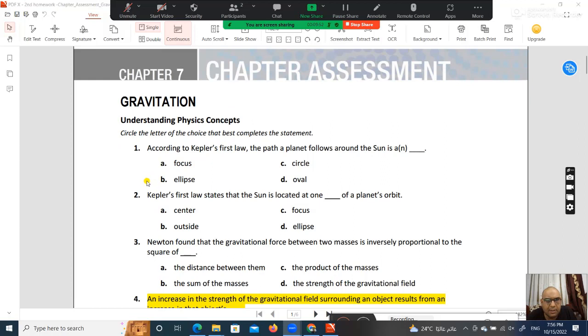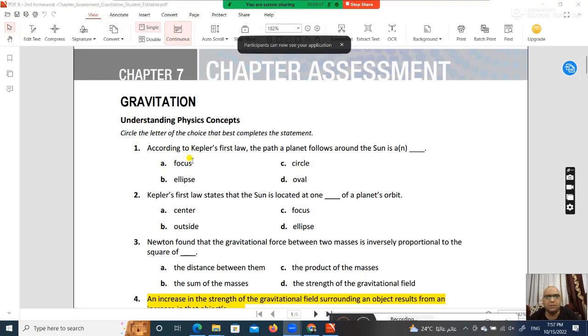First question, multiple choice. According to Kepler's first law, the path of the planet around the sun is an ellipse path. Answer B. Kepler's first law states that the sun is located at one center. No explanation is required here.